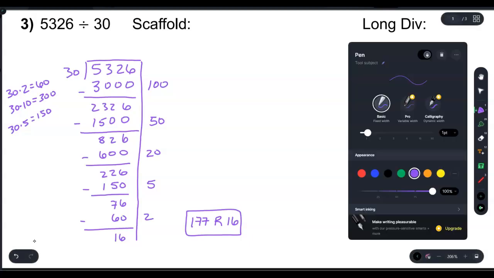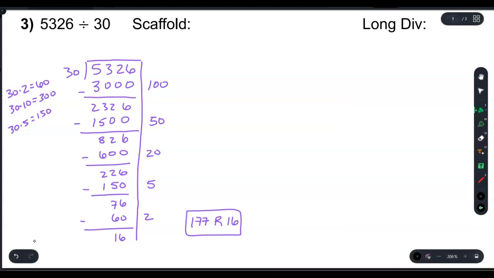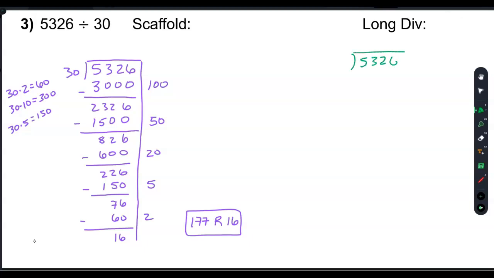And then let's do long division. 5,326 divided by 30. 30 doesn't go into 5, but it does go into 53, and it only goes in once. So 1 times 30 is 30. Subtract that, I get 23, and then bring down the 2 and the 6, although I'm only going to use the 2 for right now. So 30 will go into 232.